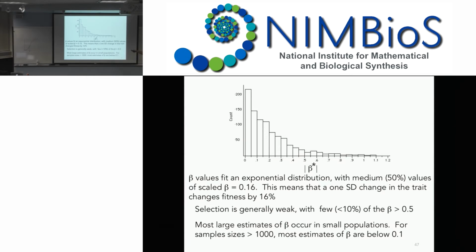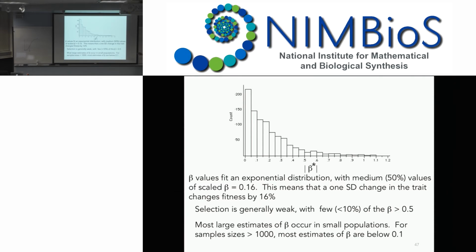Here are the actual count data, and the book has a cleaner figure. This roughly follows an exponential distribution with the median value right there at about 16%. This means that a 1 standard deviation change in the trait changes fitness by 16%. Selection is generally weak, with only 10% or so having gradients of about 0.5. So here, if you have more than 1 standard deviation, your fitness gets cut in half. Furthermore, most of these large estimates of beta occur in small populations. The reason that's interesting is that small populations have large sample variances, so these values may be inflated simply because of sampling error. For population sizes bigger than 1,000, most estimates of beta are below 1/2.